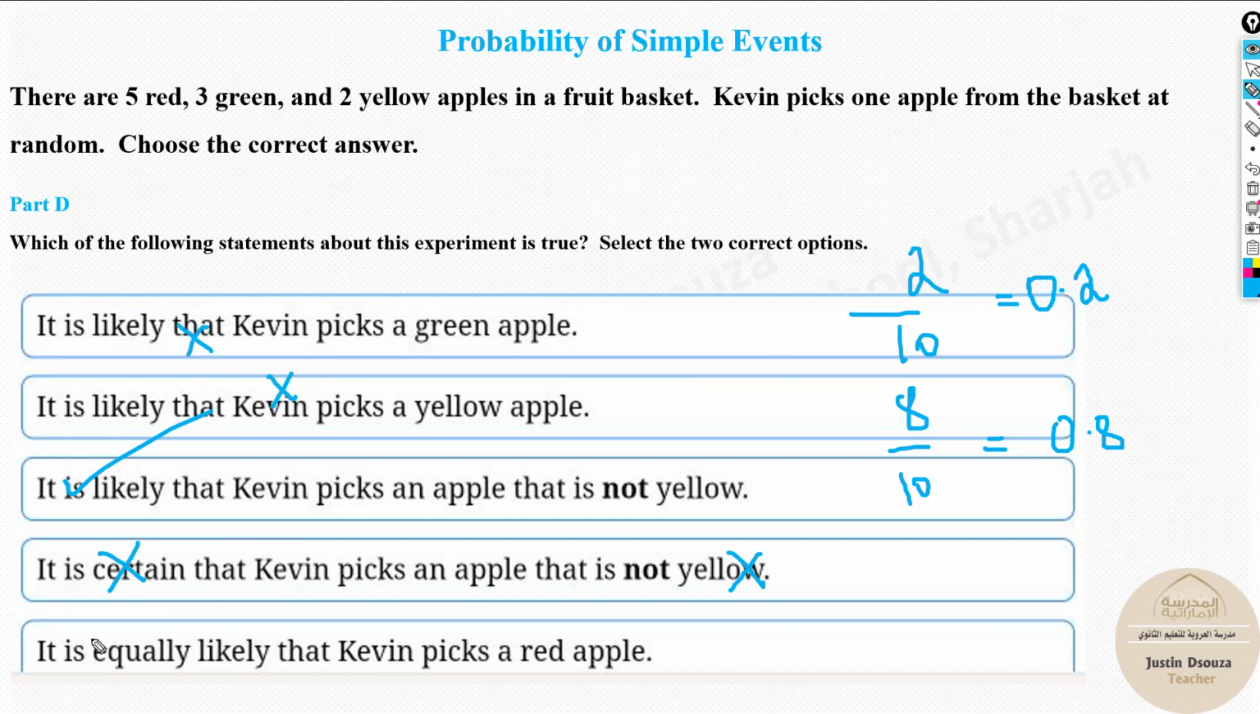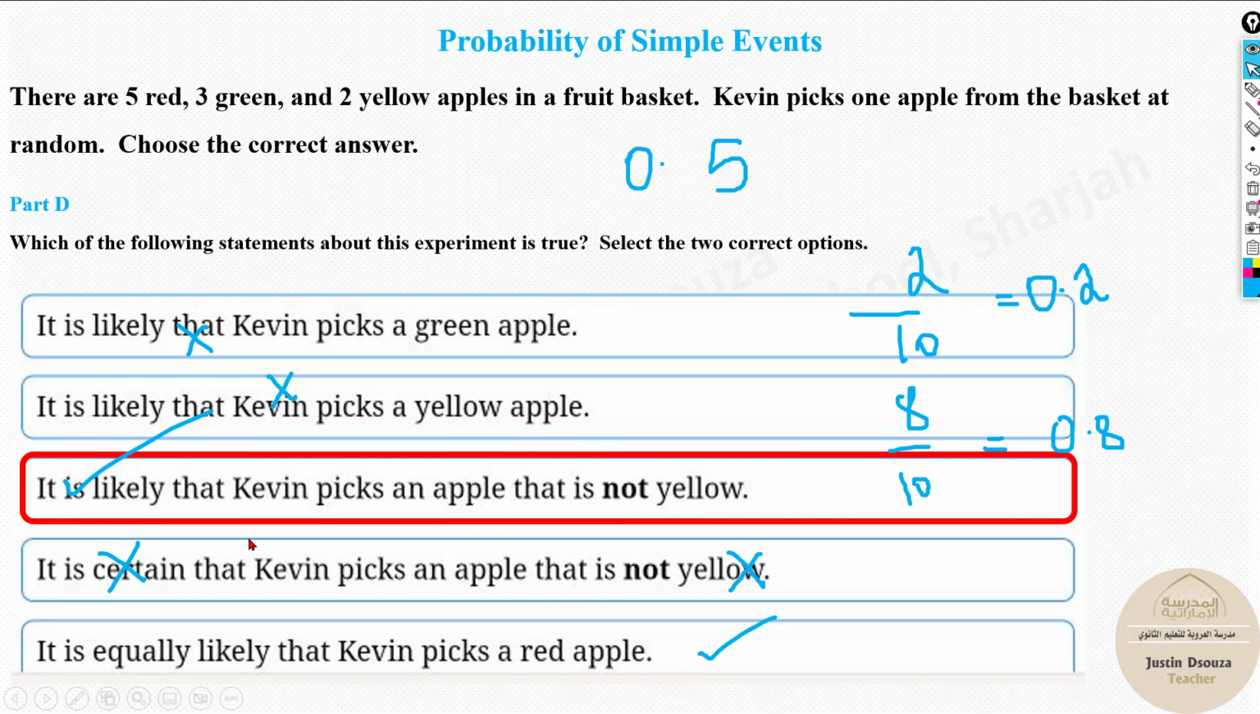So they have told two correct options, so this must be correct. It is equally likely that Kevin picks a red apple. Let's see. Yes, it's 0.5. It is within the range of 0.33 to 0.66. So you can tell, yes, it is equally likely. So the third and the last option are correct.